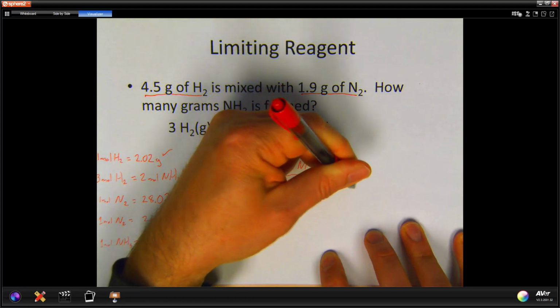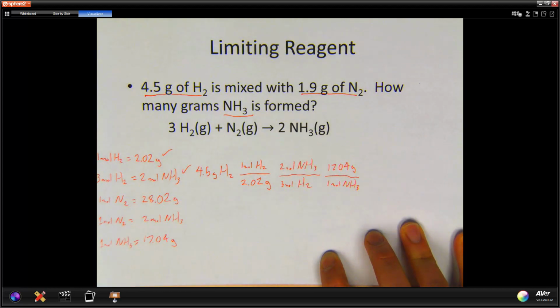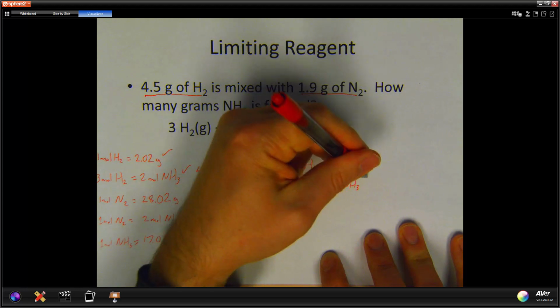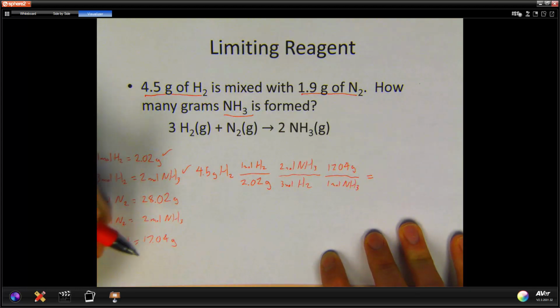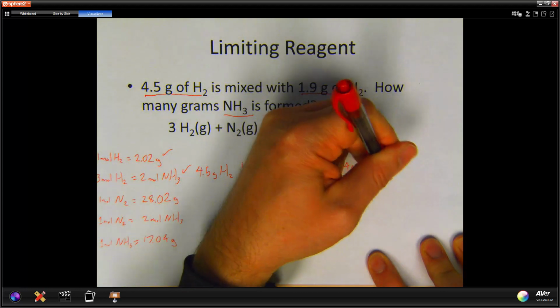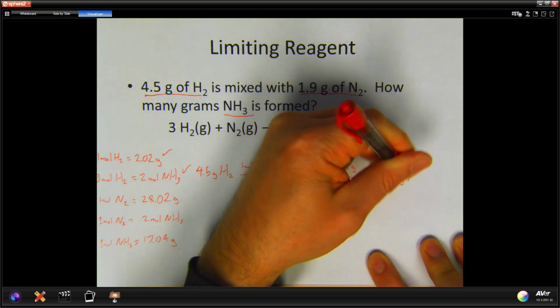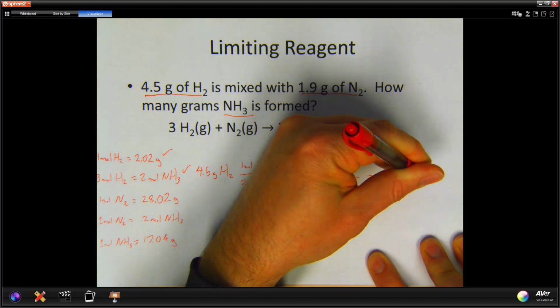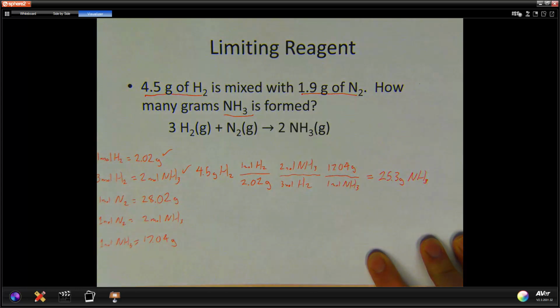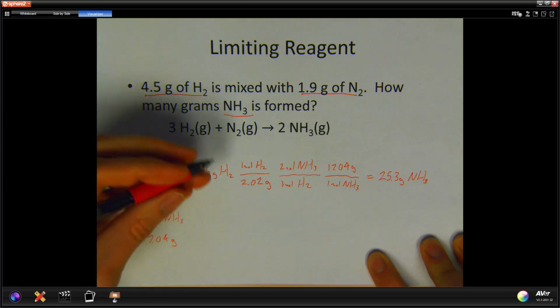It is possible to do this in a way where you're not doing this step yet, and we'll talk about that once we've gone through the whole process. So when you do the math here, you get 25.3 grams of NH3 for your answer. Now, it's a limiting reagent concept, so we do the same type of calculation with the N2.